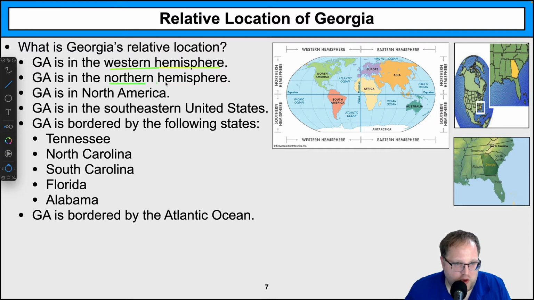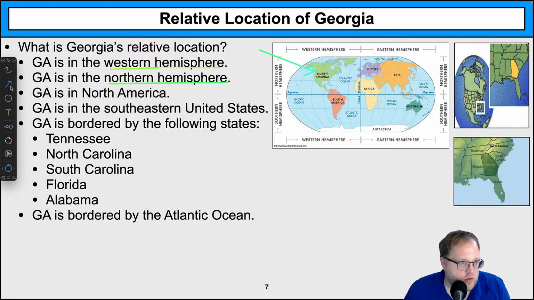Georgia is also in the Northern Hemisphere. So if we look at the equator, we have the Southern Hemisphere below it, the Northern Hemisphere above it. Georgia is located about right here, and we are in the Northern Hemisphere. We also need to know what continent Georgia is on. Obviously, the Earth has 7 different continents, and Georgia is located in North America.